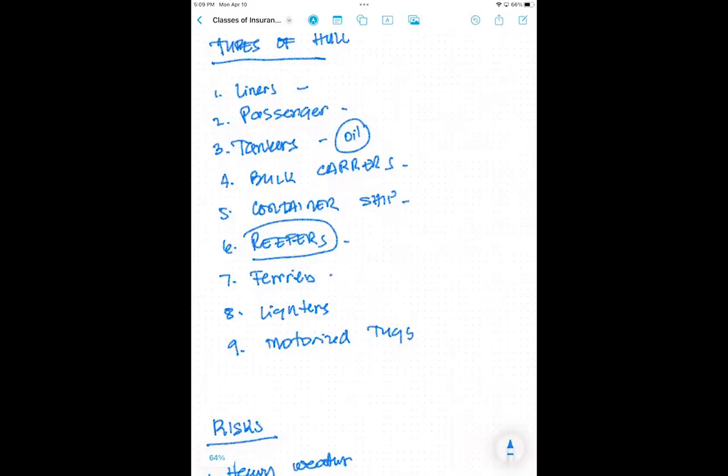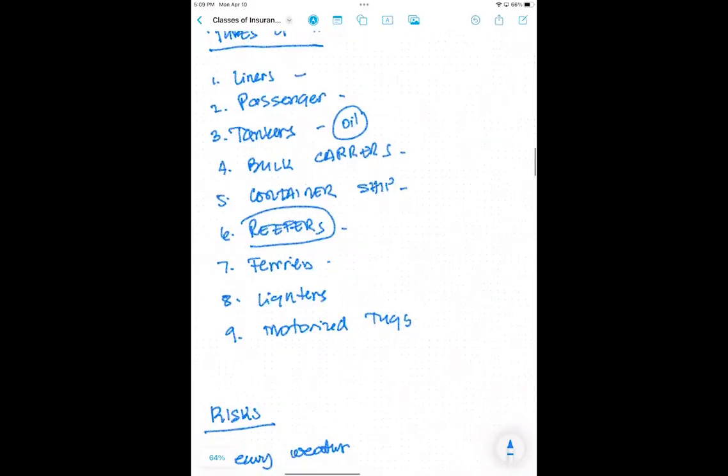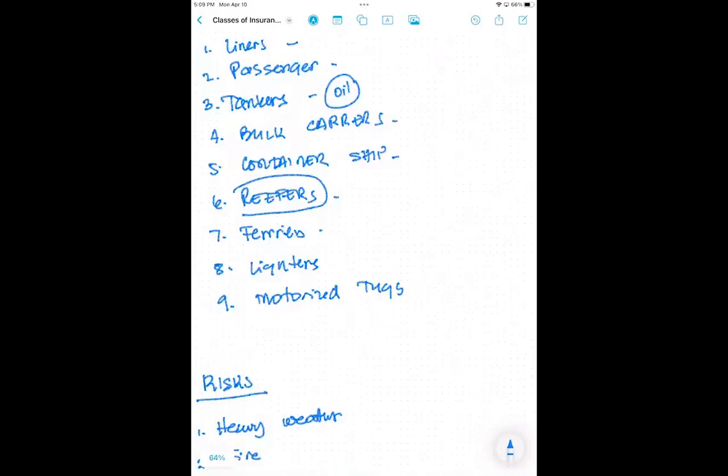Ferries, these are ships designed for short sea transit. Lighters, these are used to bring cargo alongside the ship for loading. And we have tugs, motorized tugs. This assists the ship in the harbor areas.